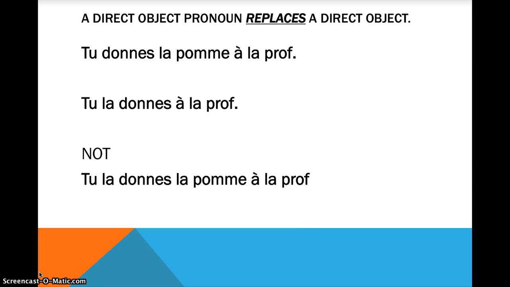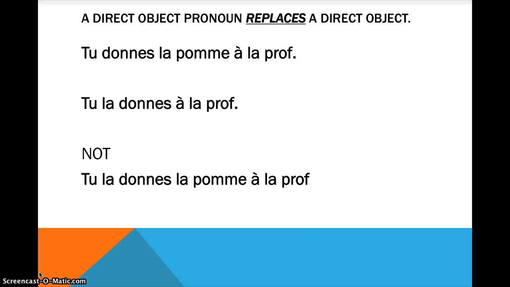Okay? The direct object pronoun replaces a direct object. This is something that I've seen a couple of times, and I just want to make sure that you understand that you are replacing something, you're not adding. So tu donnes la pomme à la prof becomes tu la donnes à la prof. It does not become tu la donnes la pomme à la prof, because that makes no sense.